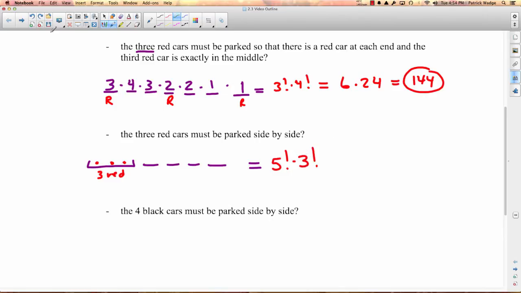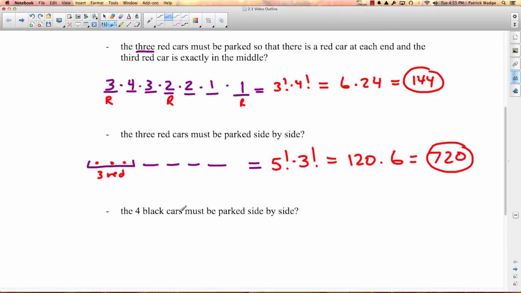Does this make sense? This 5 factorial is to place the 5 elements when you think of the 3 red cars as being one element. Then once we've done that, we have to consider just the 3 red cars and how many ways there are to place them, and there's 3 factorial for them. So 5 factorial equals 5 times 4 times 3 times 2 times 1, which is 120. 3 factorial equals 3 times 2 times 1, which is 6. And you multiply those, you get 720 ways of placing the cars so that the red ones are together.